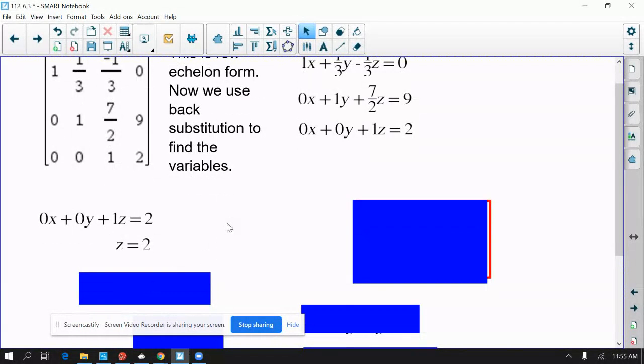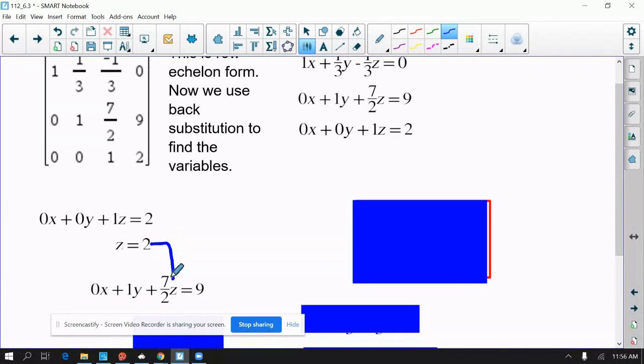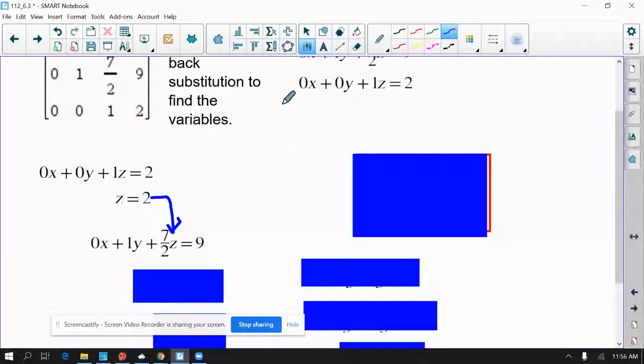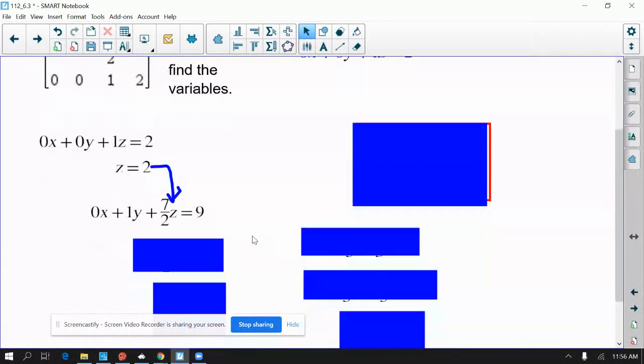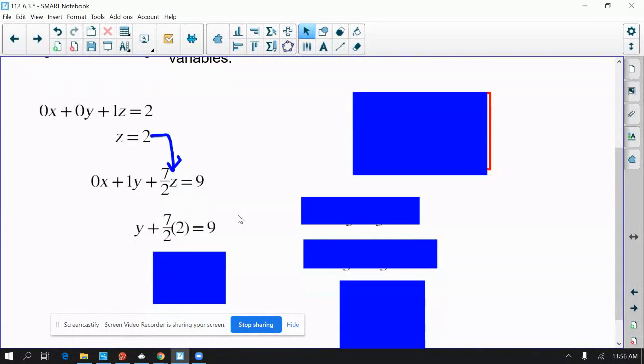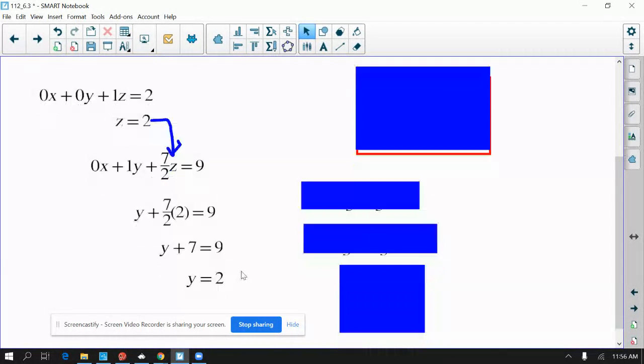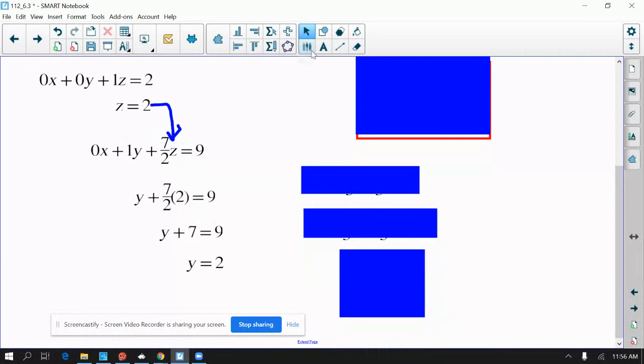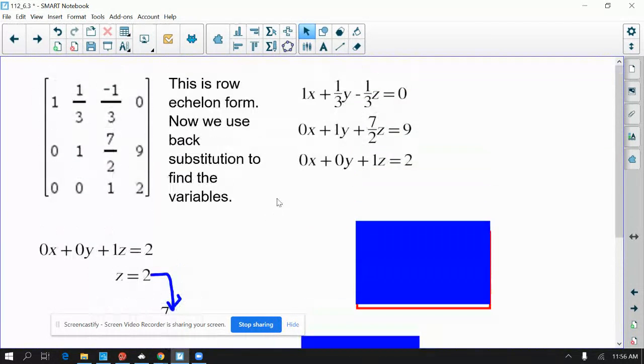And now here's using the back substitution. Now I take this equation and I replace z. Since z is 2, I get to plug that in for z. And I solve for y. So the 2's cancel out. I discover that y equals 2. Now I know what z is and I know what y is. So now I take this top one. This is the idea of working backwards, back substitution.